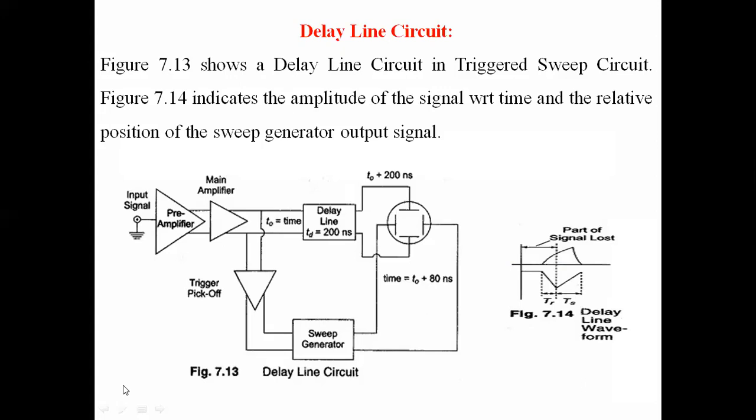So the horizontal amplifier is also the same as the vertical amplifier, a push-pull type of amplifier. The output of the horizontal amplifier is connected to the horizontal deflection plates. Okay, and in the vertical section we have a delay line circuit.